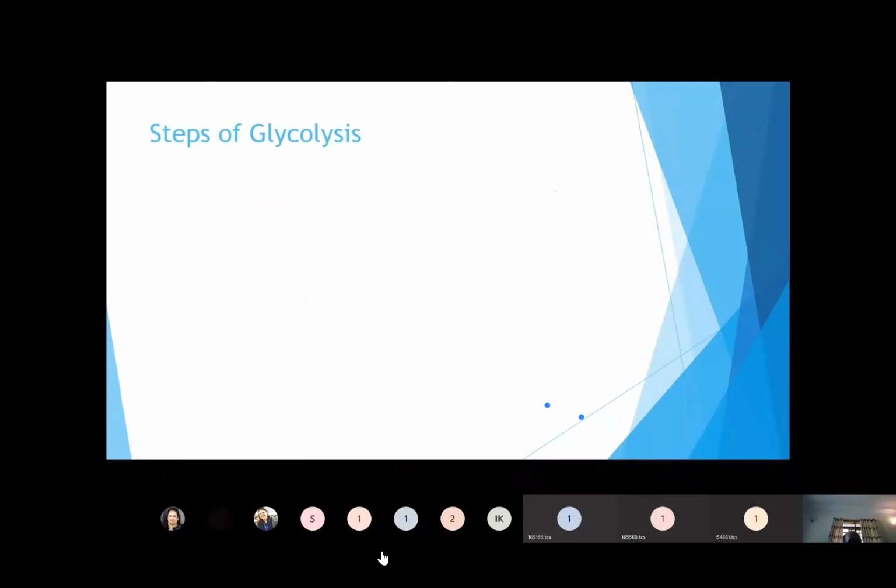Now, let's talk about the steps of glycolysis. How many steps of glycolysis do we have? Glycolysis can be classified into three major steps.